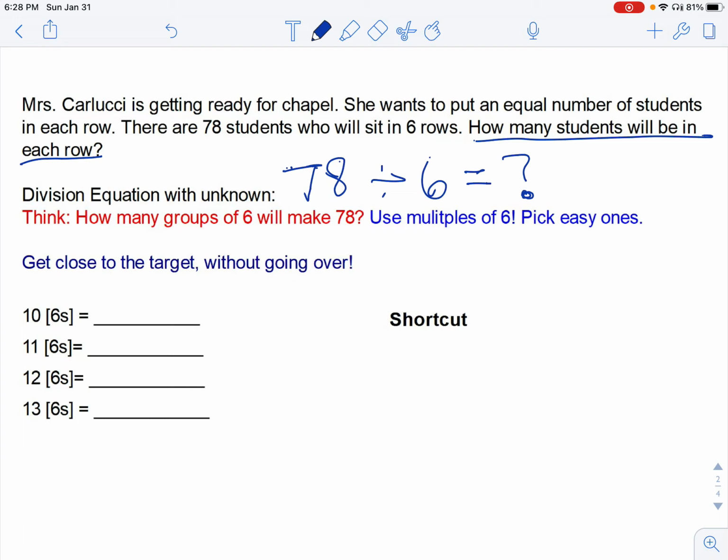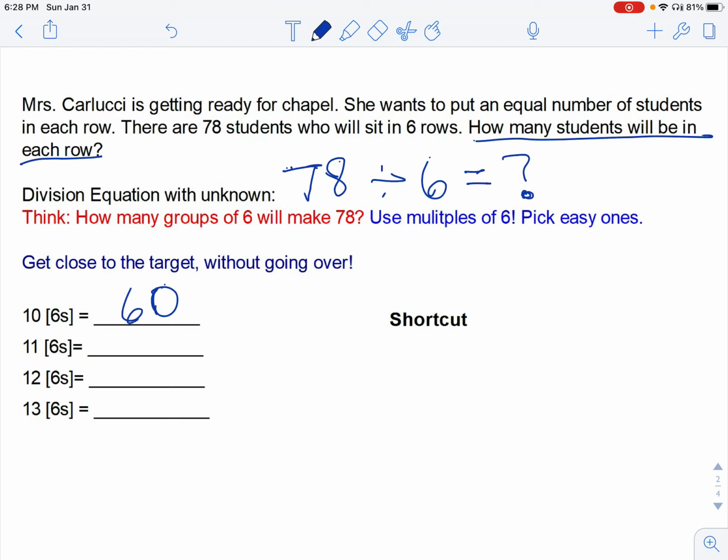So of course, we're going to use multiples of 6 to help us. And it's best to pick easy ones. Another way to think of this is like you're trying to get close to the target without going over, like a game of hit the target, right? So if I think, okay, well, 10 sixes, 6 times 10, you know that one, right? That's 60. But then we'd still have 18 students left over.